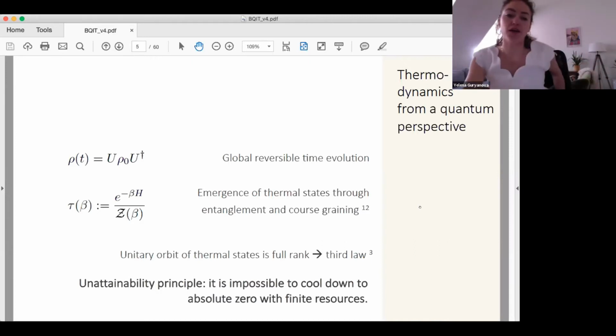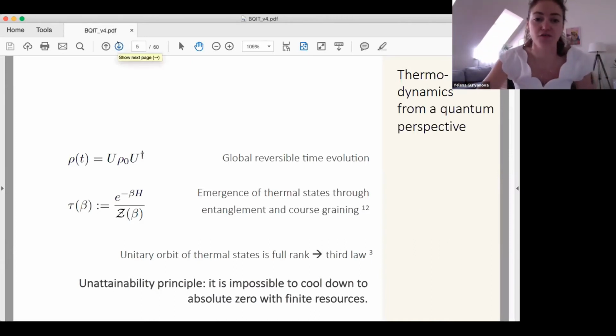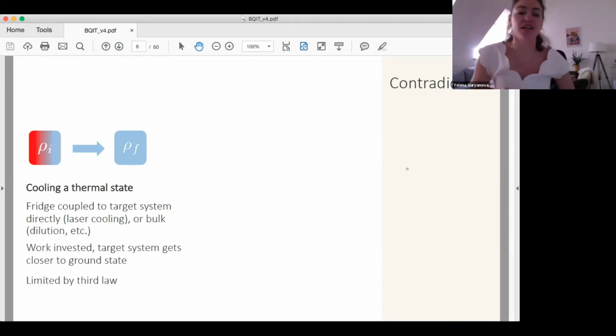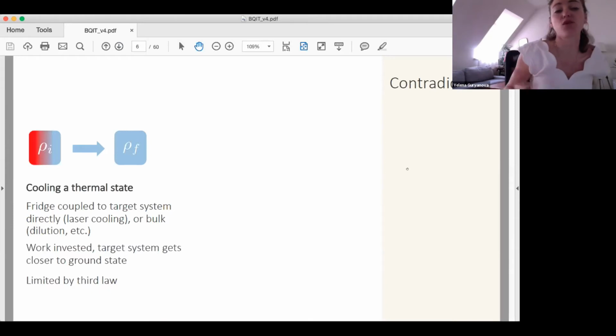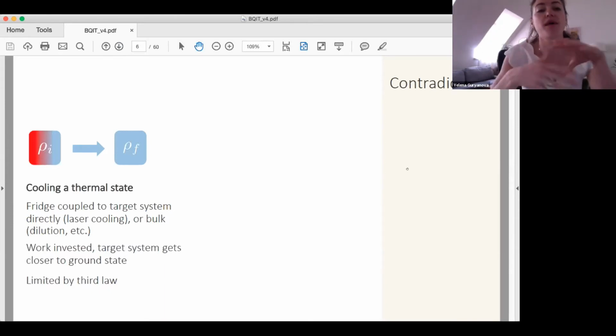Okay, so we have these two contrasting images then of what a post-interaction state may be. So still thinking of quantum thermodynamics, if I imagine cooling a thermal state from some initial state to a final state, I might do this with a fridge, which is coupled to a target system, either directly via laser cooling or via the bulk, like in a dilution refrigerator.